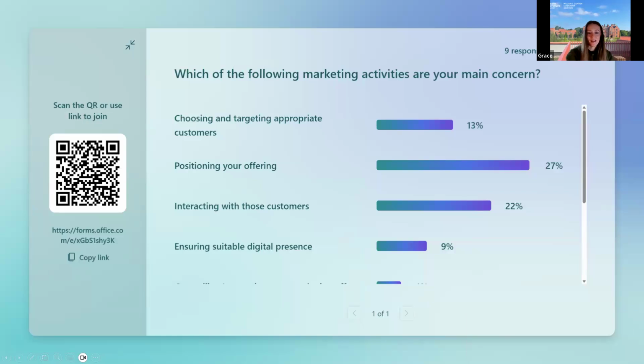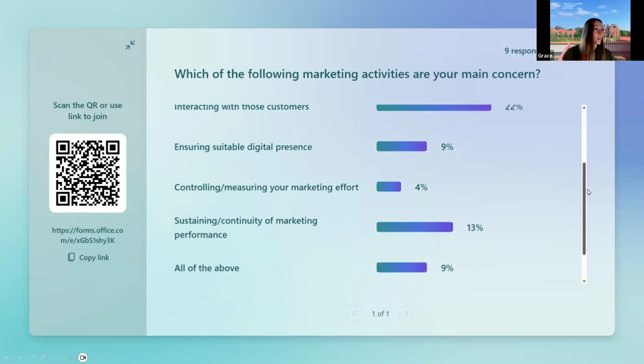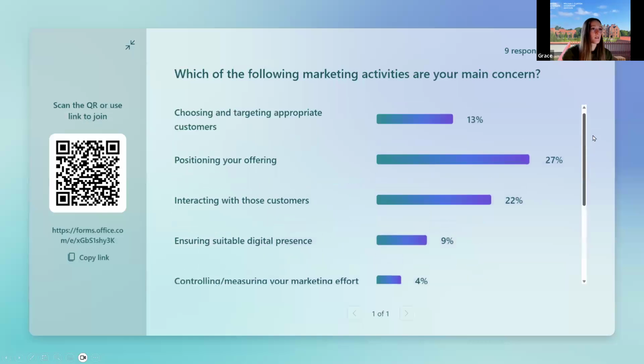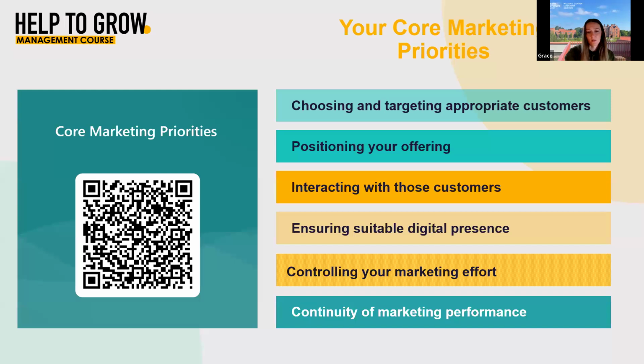Hopefully that gave you a little bit of time just to pop in your responses to MS Forms, and I can see your answers coming through there. So in terms of where your concerns are lying at the moment, so largely positioning your offering, interacting with customers as well, controlling that marketing effort, only at 4%, which is good to see, and then sustaining the marketing performance as well. So I think largely then the two concerns are positioning and also interacting with customers, or your clients.